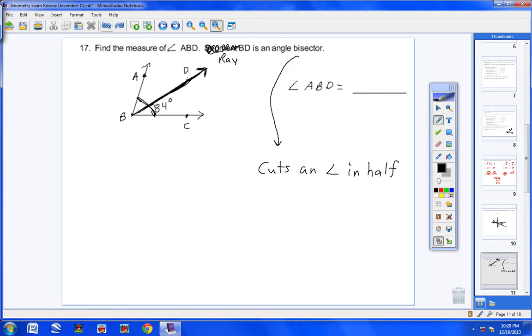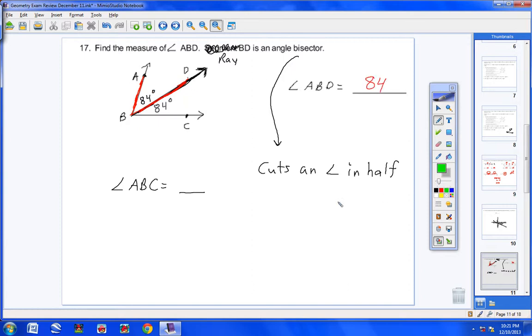Now think about that. If it cuts it in half, that means this angle here with one dot is congruent to this angle here with one dot. So if this is 84 degrees, then this angle right here has to be 84 degrees. I could have asked you for the measure of angle ABC, but what I did ask for was the measure of angle ABD. So here's A, then I go to B, then I go to D. Well, the answer is obviously 84.